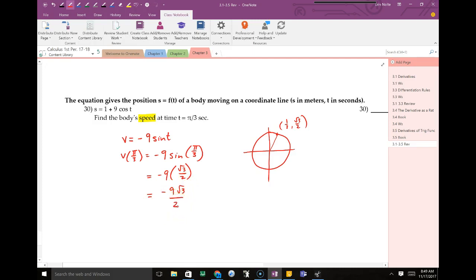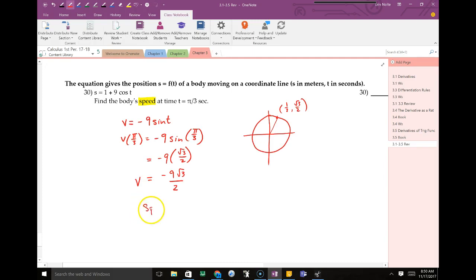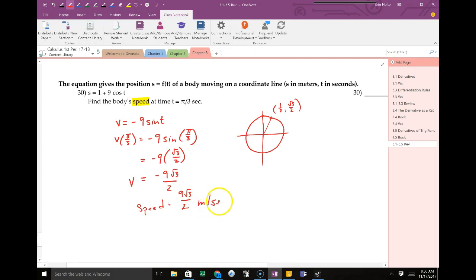Now if I want to tell you the speed, remember that this is the velocity. What is my speed going to be? Good. So my speed is 9 square root of 3 over 2. We want to make sure to label this. This is in meters and seconds, so how would we label speed? Meters per second. So please make sure to label your units on today's quiz. I will be looking for those. Maybe make a little note to yourself: label units.